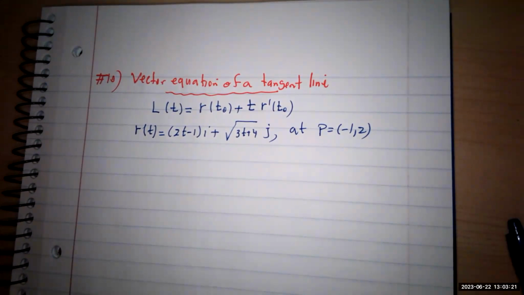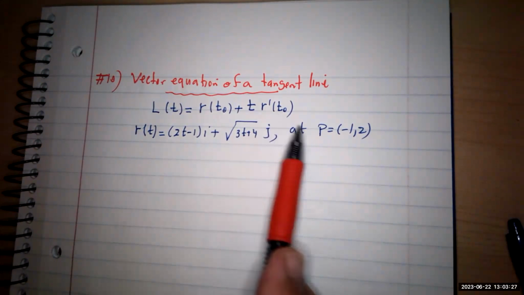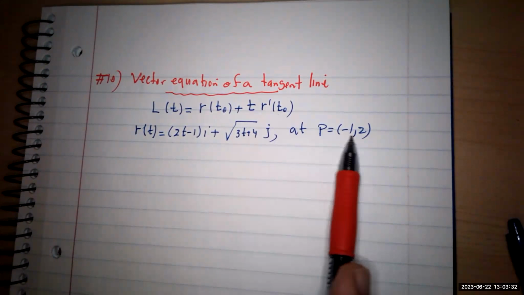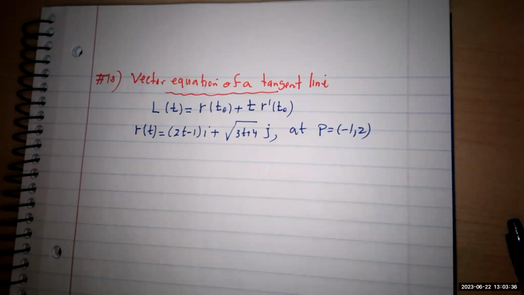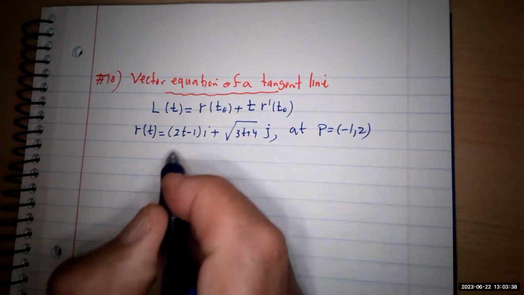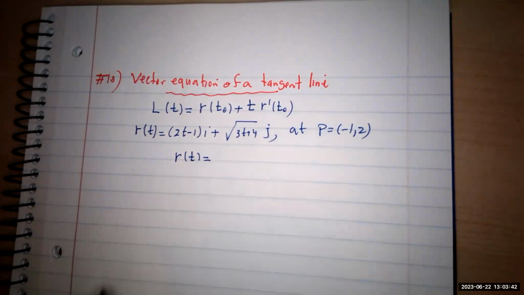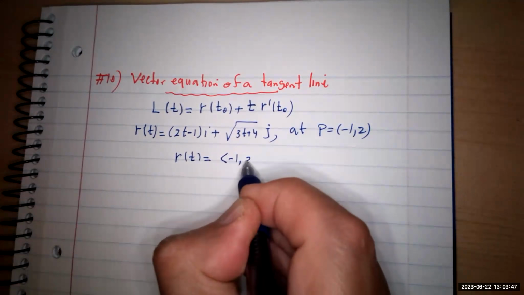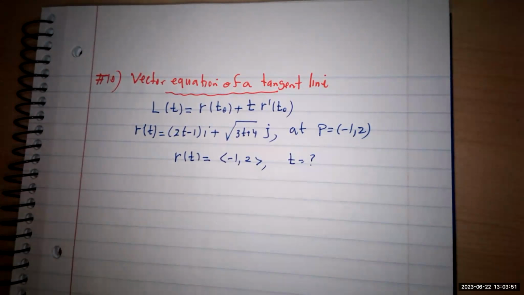The thing that you have to do, because you are going to use the t0, is identify the t0 that corresponds to the point (-1, 2). So that would be your first job. The first job is to find when r of t is equal to the vector form of (-1, 2). So you have to find this t, and that t would be your t0.